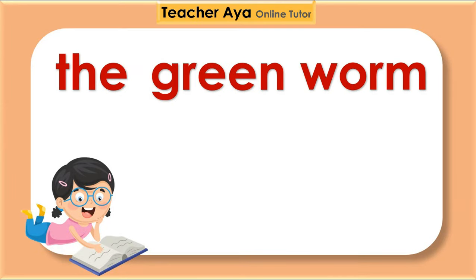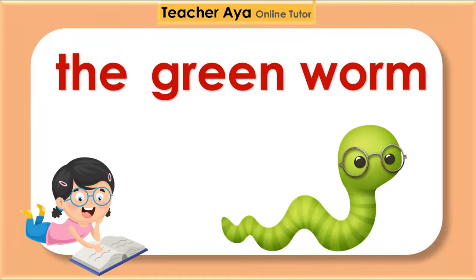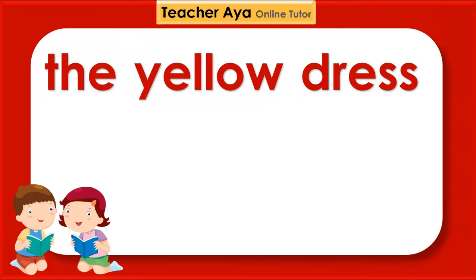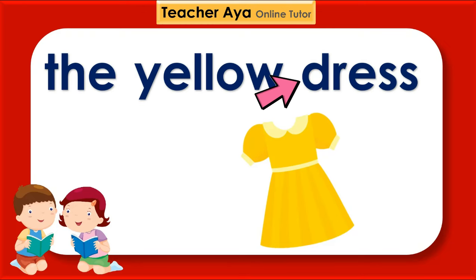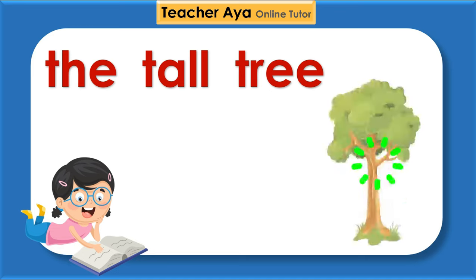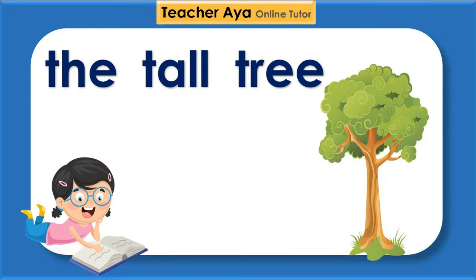The green worm. Again, the green worm. Your turn to read, children. The yellow dress. Again, the yellow dress. Your turn to read, children. The tall tree. Again, the tall tree. Your turn to read, children.